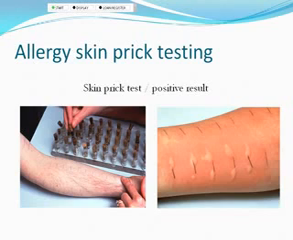Skin testing. So here's an example of skin testing. We mark the spots on their arms or their back, so the volar region of the forearm or the upper back, and you place a drop of the allergen. You can use any number of devices.